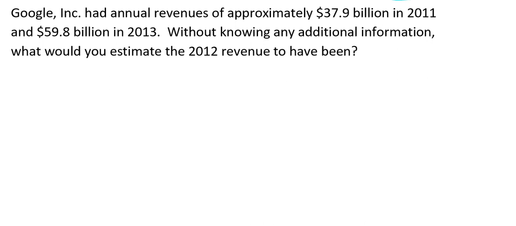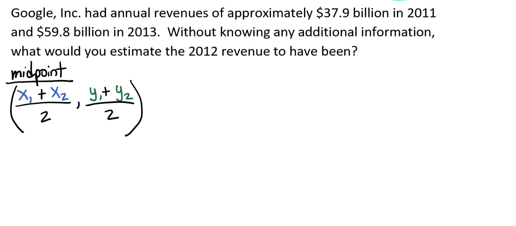So like I said, we're going to use the midpoint formula in order to do this. As a reminder, our midpoint formula is the sum of the x's divided by 2, comma, the sum of the y's divided by 2. So we're going to need an x1 and y1 point and an x2 and y2 point. We're going to do that by taking our numbers and writing them as an ordered pair. And you should know that time is always the x value.